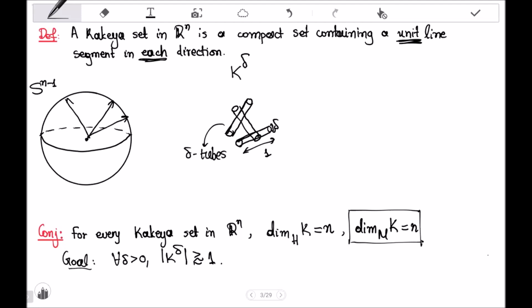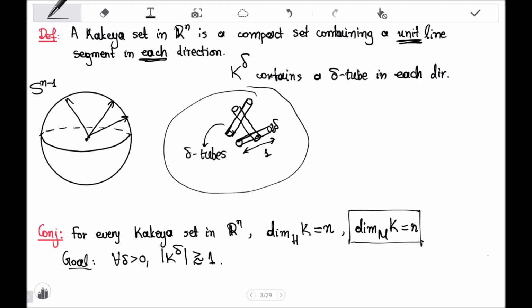Okay, and of course, since the Kakeya set contains a unit line segment in every direction, this neighborhood here contains a delta cube in each direction. And I want to use this information, that for every direction I have a sort of fat object, a delta cube pointing there, to show that the union of these delta cubes is quite big.